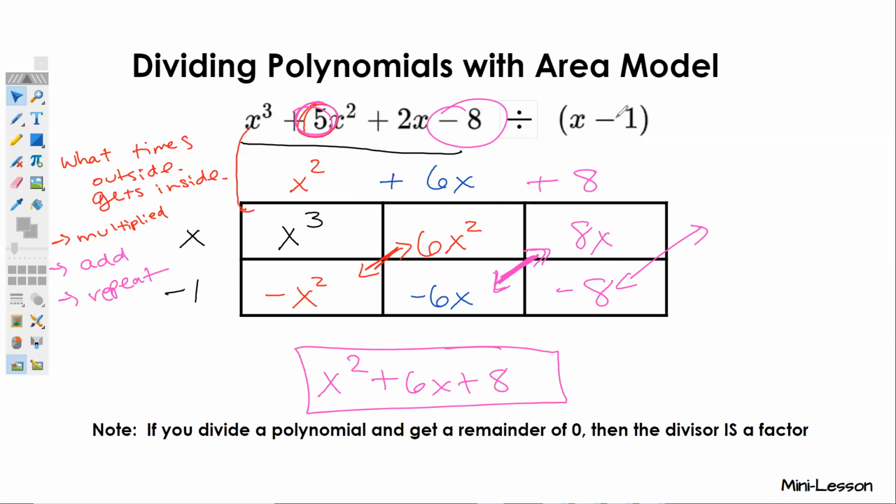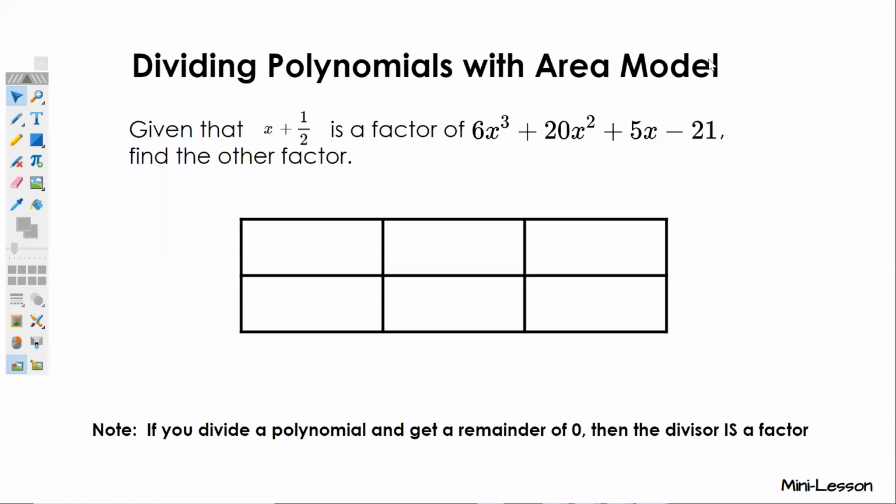Okay, this is going to be considered a factor because it factors through and gets you 0 as a remainder. You are going to take this x plus 2, and we're going to put x plus 1/2 on the outside. This 6x to the third is going to go on the inside. And that's how we started that last problem.